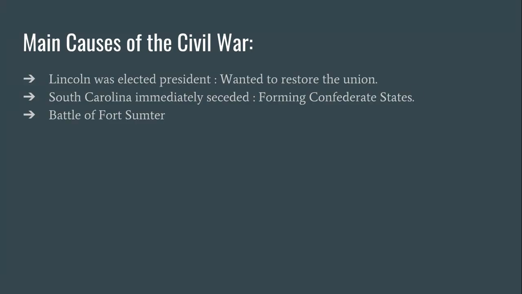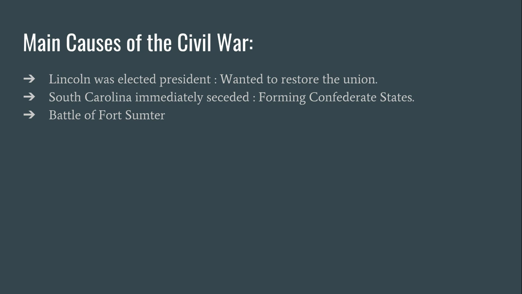So to begin, the main causes of the Civil War started out with Lincoln being elected president. He wanted to try to restore the Union, which is going to be known as the North. From there, South Carolina immediately seceded, followed by a couple other states such as Mississippi, Alabama, Louisiana, and so forth. They formed the Confederate States of America, or the Confederacy as we know it, under the leadership of Jefferson Davis.